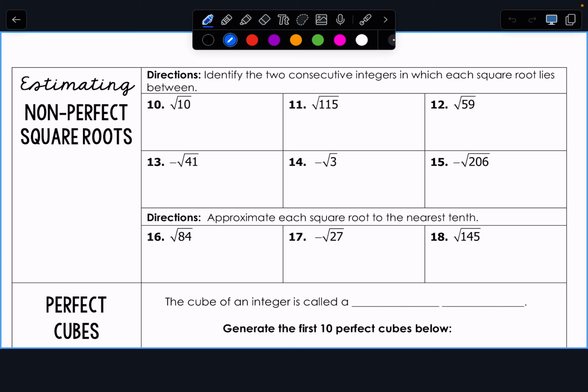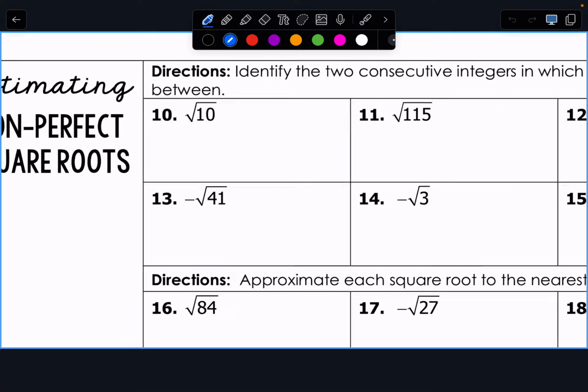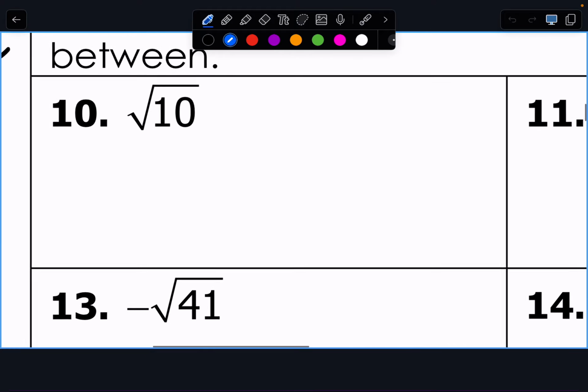Okay. On page 2, our job today is just to estimate where our square root is going to be when it's not a perfect square underneath that radical. Okay. So the square root of 10.